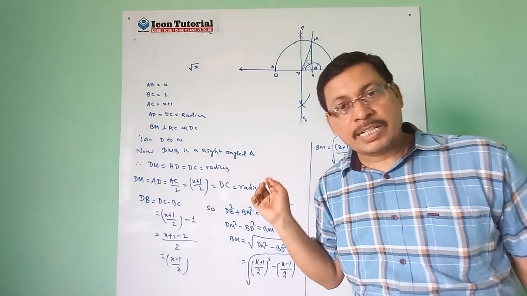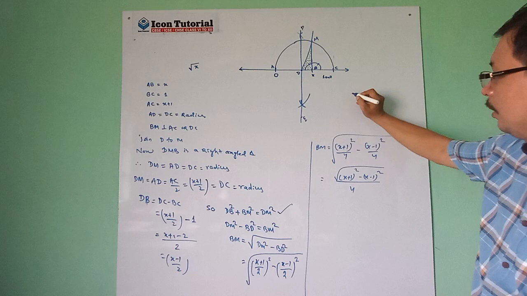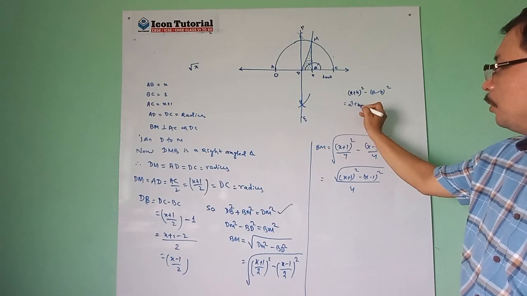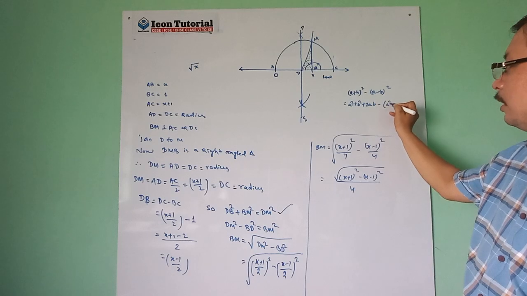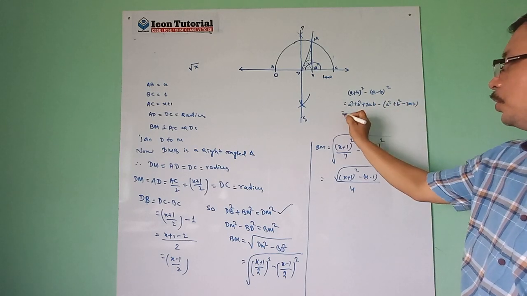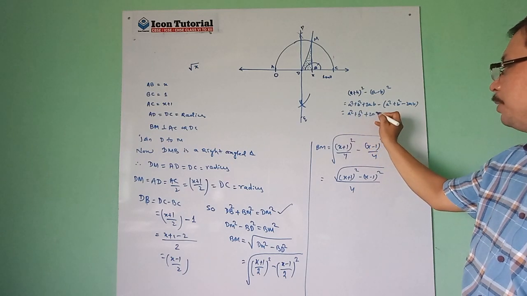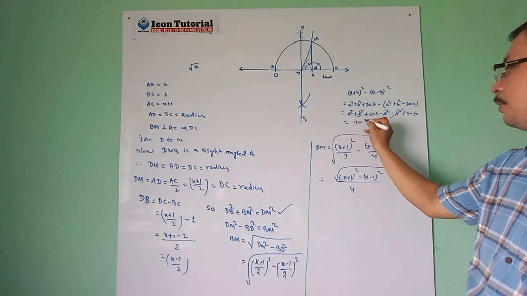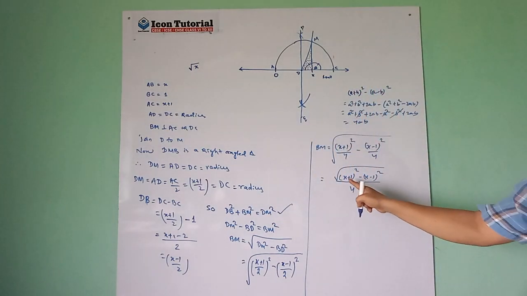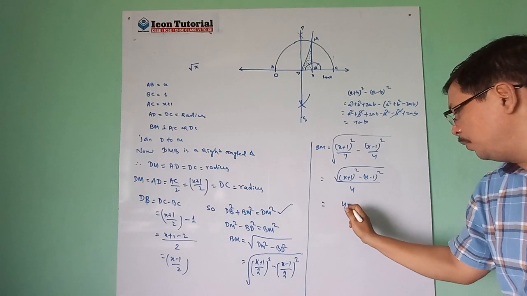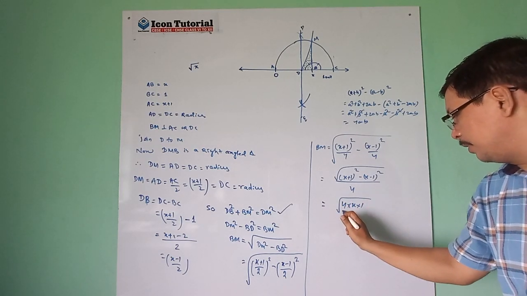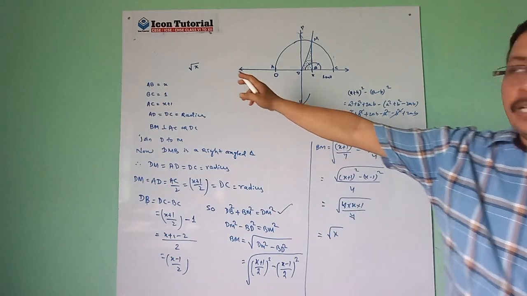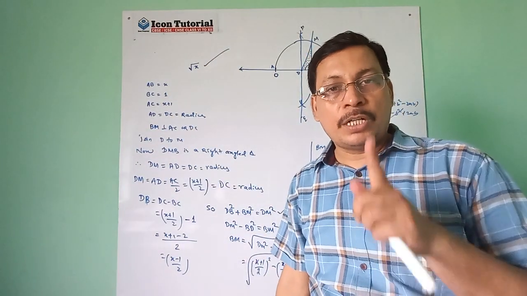Let me explain how. (a+b) whole square minus (a-b) whole square is a square plus b square plus 2ab minus a square minus b square plus 2ab. Just open the bracket and you will get the result. b square cancels, a square cancels, that is 4ab. Understood? Same procedure here: this is a, this is b. So the answer is 4 into x into 1, divided by 4. The 4 cancels, so this is root x. Our target is completed; we wanted the value of root x.